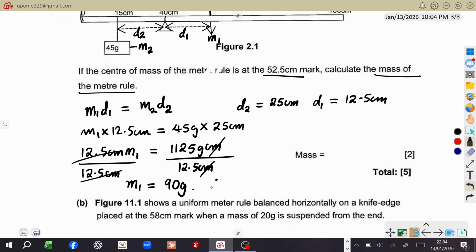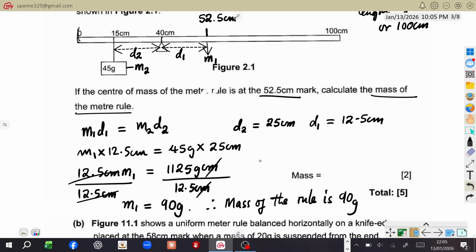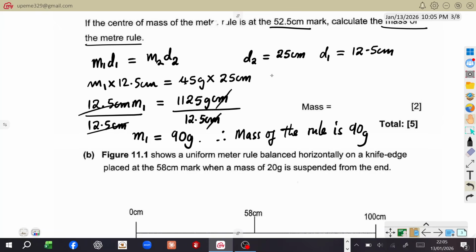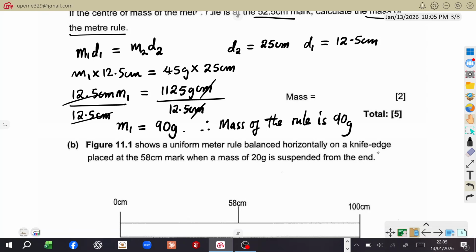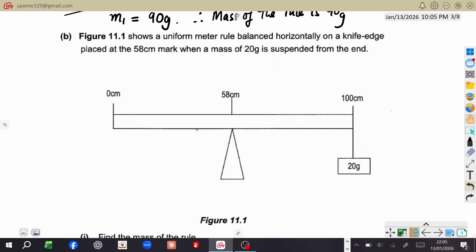So say, therefore, the mass of the ruler is 90 grams. Like that. Okay? So far, that's how we are supposed to analyze. Then, a different question. All that work we have done, here it was 5 marks. I don't know, but this solving is 2 marks. This is for other questions which were mixed with moments.